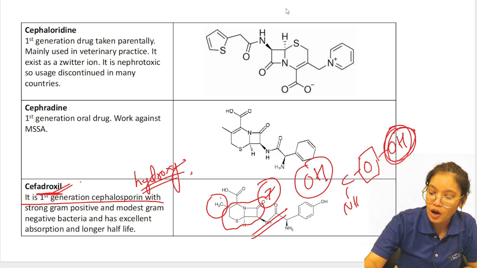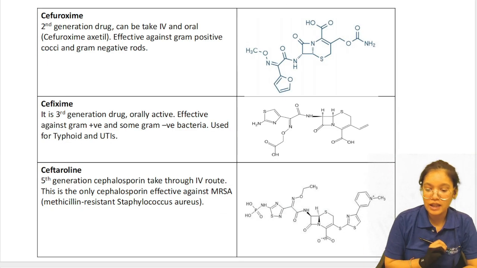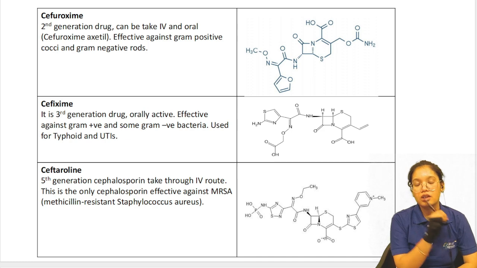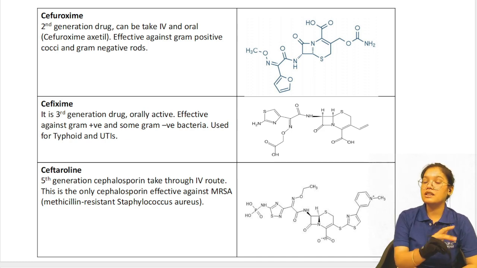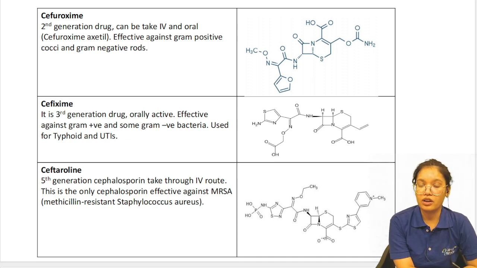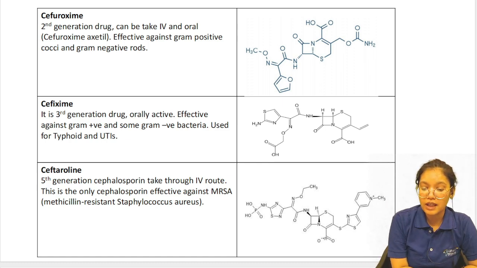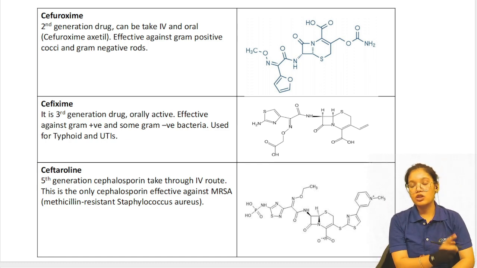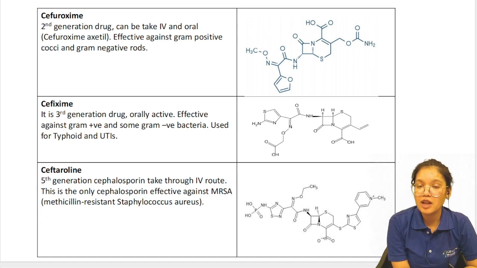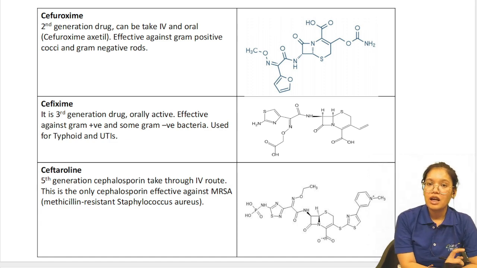Now moving forward towards the next drug, that is cefuroxime. Now cefuroxime is a second generation drug. Now we are going towards the higher generations. It is a second generation cephalosporin drug. It can be taken through IV and it can also be taken orally.